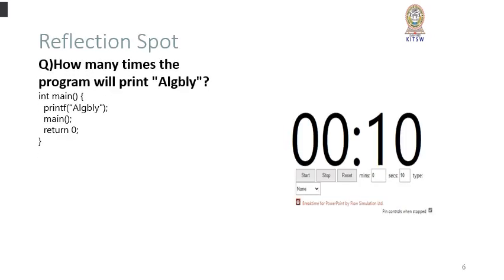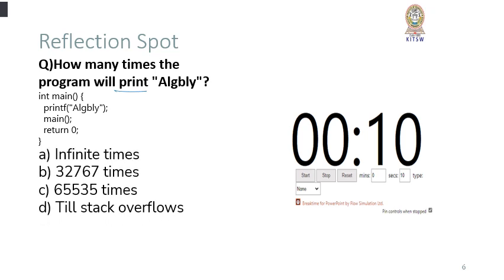Let us see a small query. How many times will this program print this particular letter? These are the options. Just analyze this program, students. Let us see the answer. The answer is D, students.